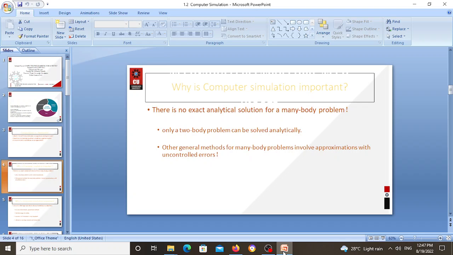Only a two body problem can be solved analytically. The many body problem cannot be solved analytically. Other general methods for many body problems involve approximations with uncontrolled errors. So there is no precise way to compute the solution of the many body problem in an analytical way.